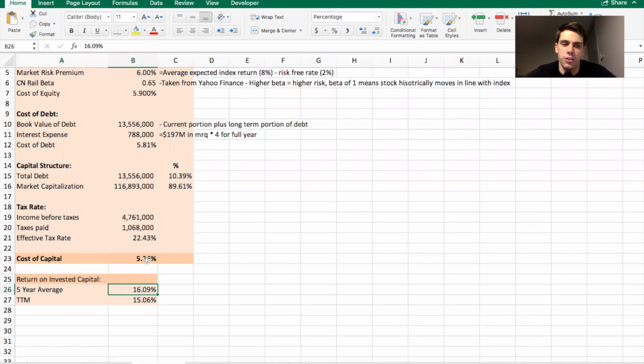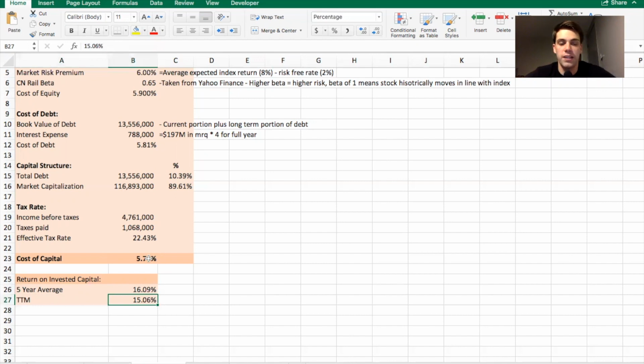Well, if you think about it logically, the cost of capital represents what the company has to pay to acquire capital. Capital is what they use to buy equipment, in this case, buy new railways to then run their operations on, and they can charge fees to their customers on that and all that type of stuff. And their return on invested capital is how much money they earn from investing that capital, right? What their net income is based off of that. And the 5-year average is 16%. And in the trailing 12 months, it's 15%.